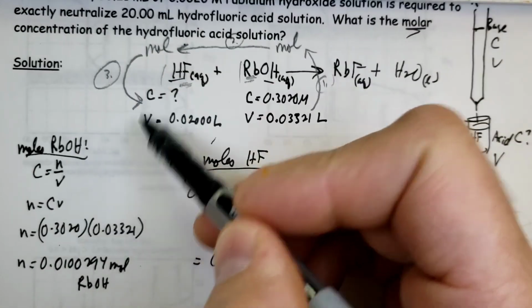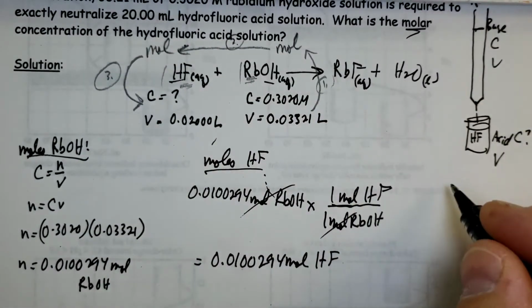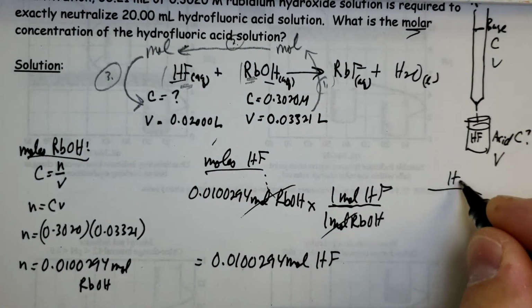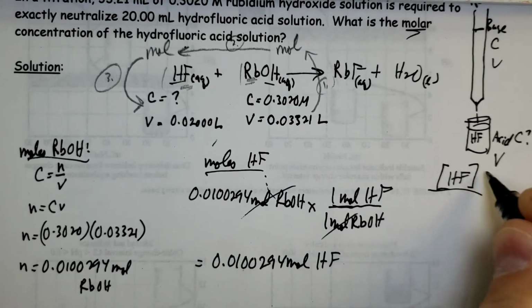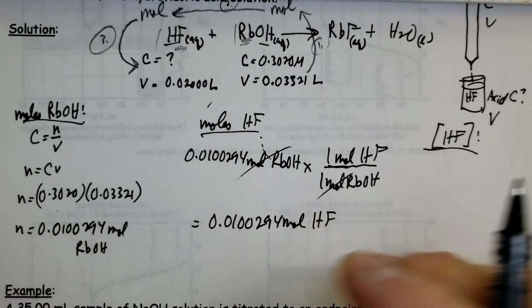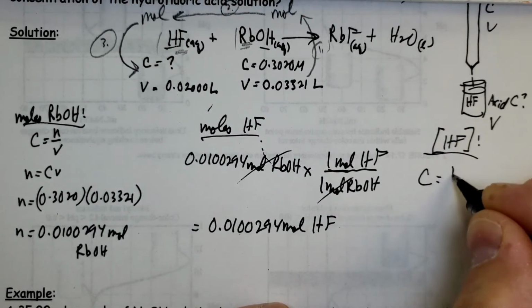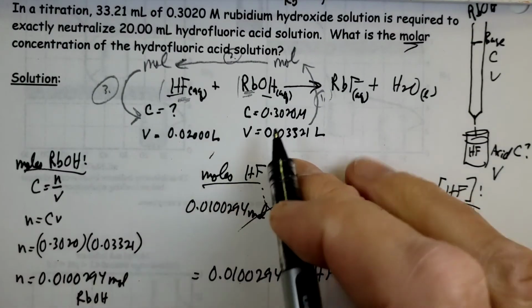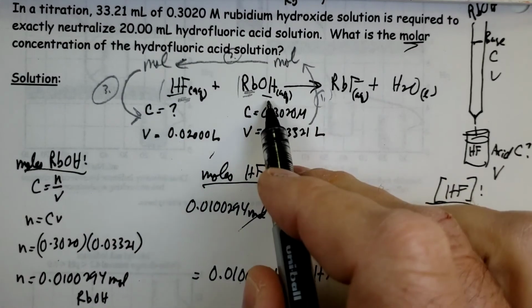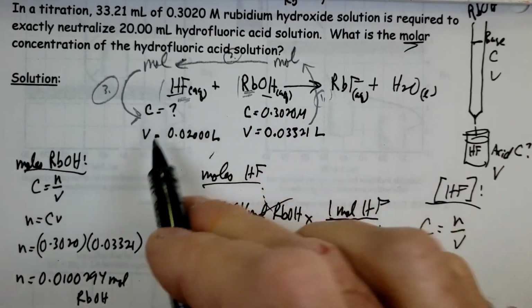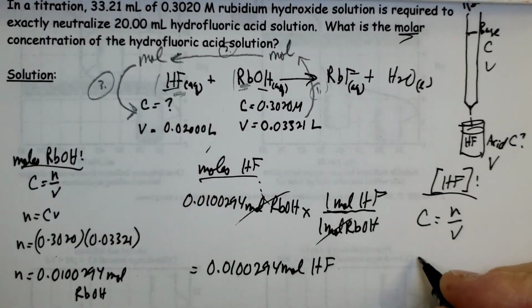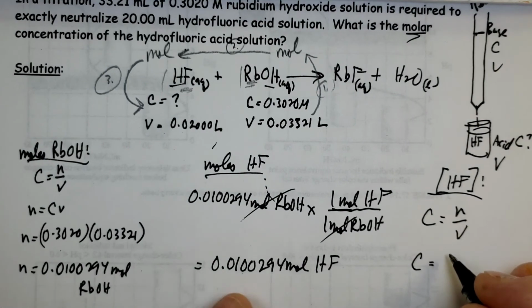Then lastly, the concentration of HF. Earlier, HF molar concentration, square brackets is code for that. It tells us that we're looking for the concentration of HF. So C equals n over V. Over here we had C equals n over V for rubidium hydroxide. Now I do it over here. We know the volume, we know the moles, so we can figure out big C.